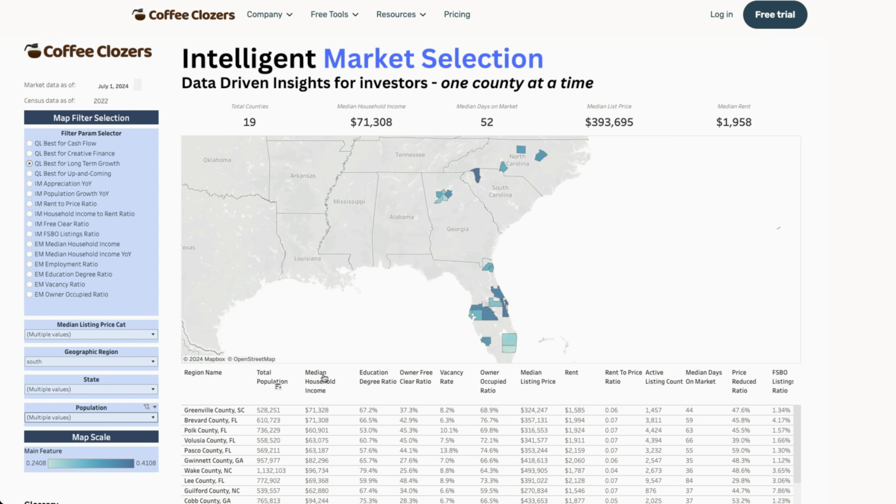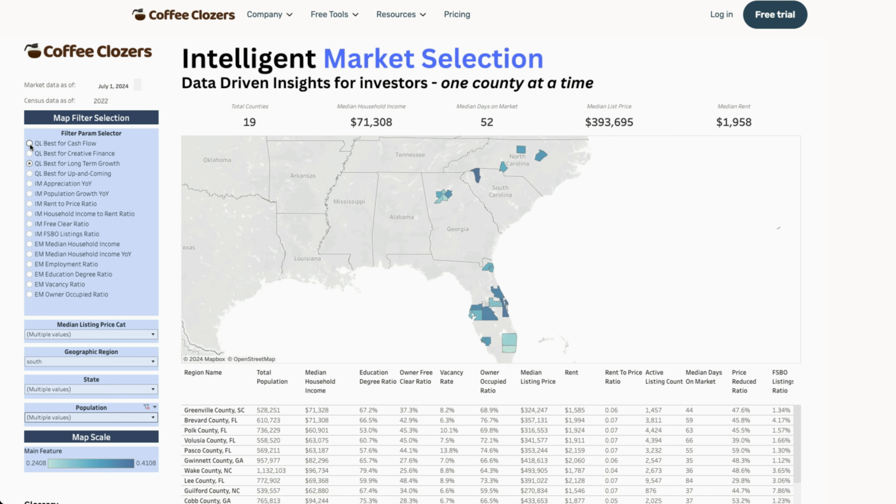When he does this, he sees now there's only a couple of counties. We've gone from over 1,000 in the search initially to now just 19. And here we could see Greenville, South Carolina as the top when it comes to long-term growth. We could see some interesting metrics around median household income, education, rent, as well as some for creative finance too.